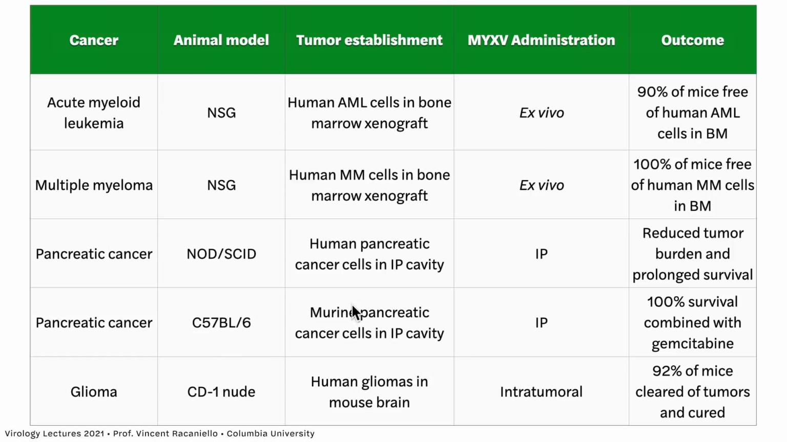And these are a number of different studies in mice where they have tested this. So here, for example, acute myeloid leukemia in a mouse model, they take the cells, the human AML cells, and they infect them with the virus, Myxoma virus, and they put them back in mice. 90% of the mice are free of the cancer cells. In this one with multiple myeloma, 100% of the mice are free. And they can even deliver these viruses to the mice and show destruction of the tumor cells, in this case, intratumoral inoculation. So this is being explored as well.